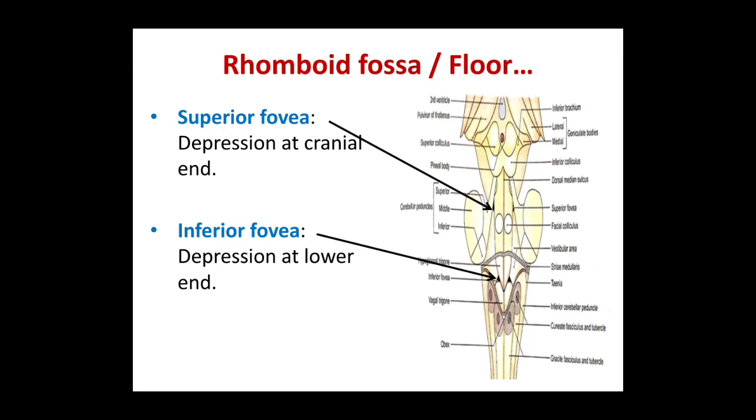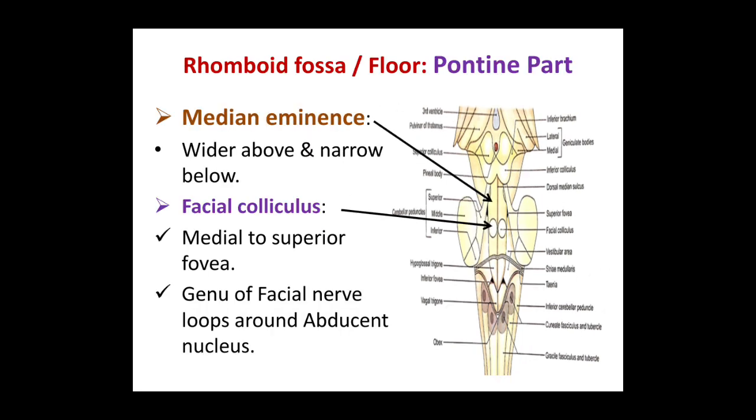In the sulcus limitans, we have two depressions. The cranial depression is called the superior fovea, and the caudal depression is called the inferior fovea. Now coming to the pontine part, the median eminence is wider above and narrow below. The main feature seen here is the facial colliculus. It lies medial to the superior fovea. It is mainly formed by the genu of the facial nerve, which loops around the abducent nucleus.